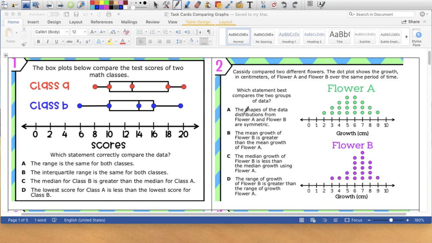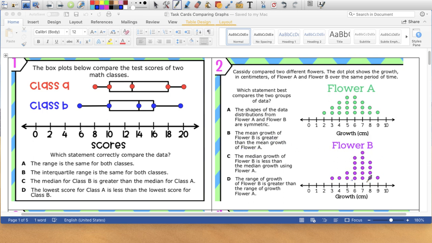So letter A says that the distribution, the shape, is symmetric, right? You can tell this is symmetric. Is this symmetric? So it says that A and B are symmetric. A and B are not symmetric. So this is out. B, the mean growth of flower B is greater than the mean growth of flower A.